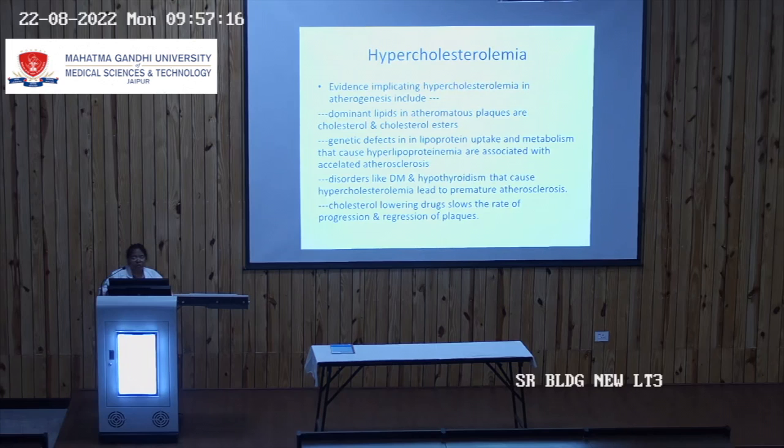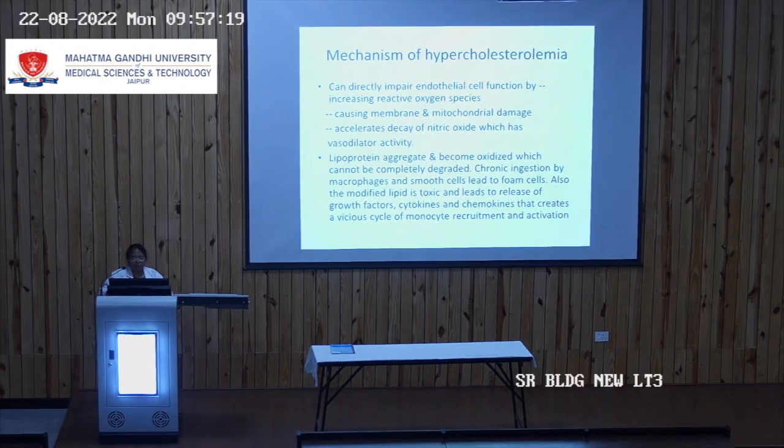Hypercholesterolemia we have read. Then how does hypercholesterolemia cause atherosclerosis? What is the mechanism? Now they can directly impair the endothelial cell function by increasing the reactive oxygen species. You have read that the LDL is taken up and then LDL is oxidized so that reactive oxygen is produced, and this reactive oxygen will cause damage to the membrane and the mitochondrial membranes, and it also accelerates the decay of the nitric oxide, which has a vasodilator effect.